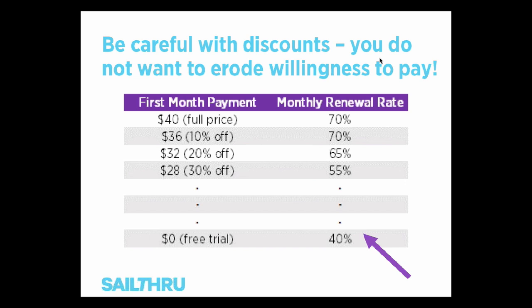So let's pretend for a second that this is an online dating website where the full price is $40 a month. When the cohort of users who pay $40 a month go to renew for a second month, 70% of them will ultimately renew. When the brand offers 10% off or a payment of $36 a month, the monthly renewal rate is still 70%, so there's really not any problem with offering that 10% discount if it will help activate people for the first time. However, if you scroll all the way down to the bottom and focus on the free trial bucket, or people who pay nothing for that first month, the monthly renewal rate drops down to 40%.